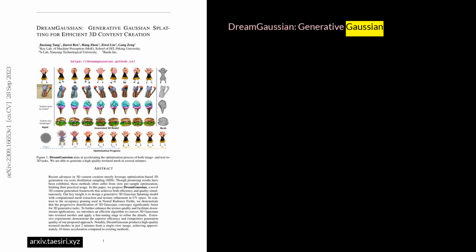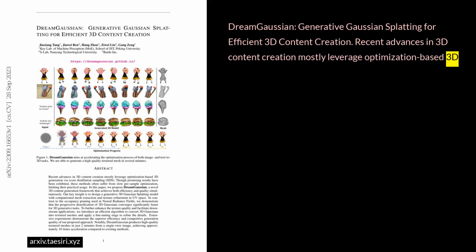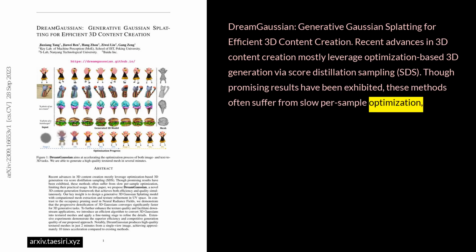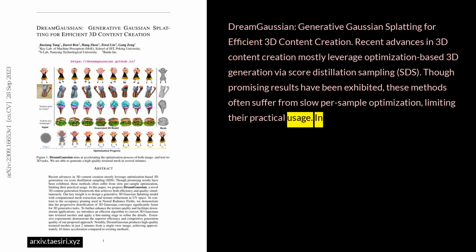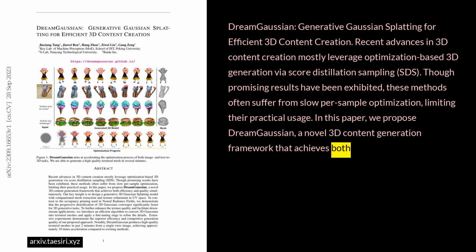DreamGaussian, Generative Gaussian Splatting for efficient 3D content creation. Recent advances in 3D content creation mostly leverage optimization-based 3D generation via score distillation sampling, SDS. Though promising results have been exhibited, these methods often suffer from slow per-sample optimization, limiting their practical usage. In this paper, we propose DreamGaussian, a novel 3D content generation framework that achieves both efficiency and quality simultaneously.